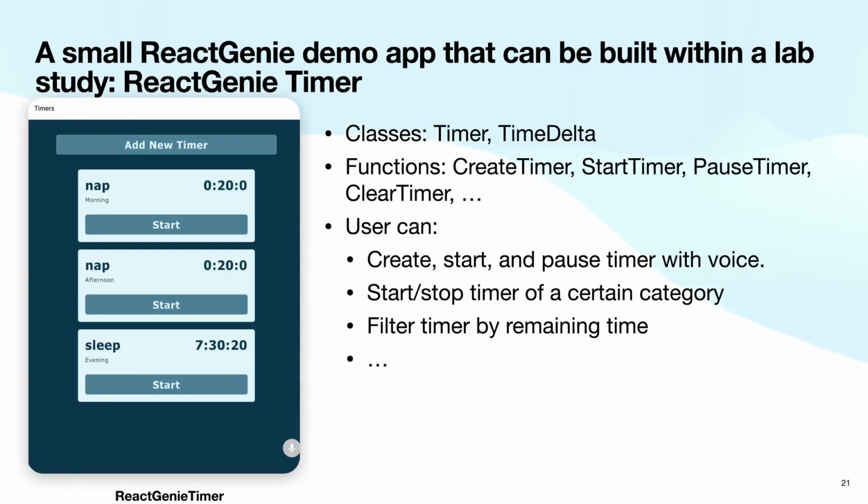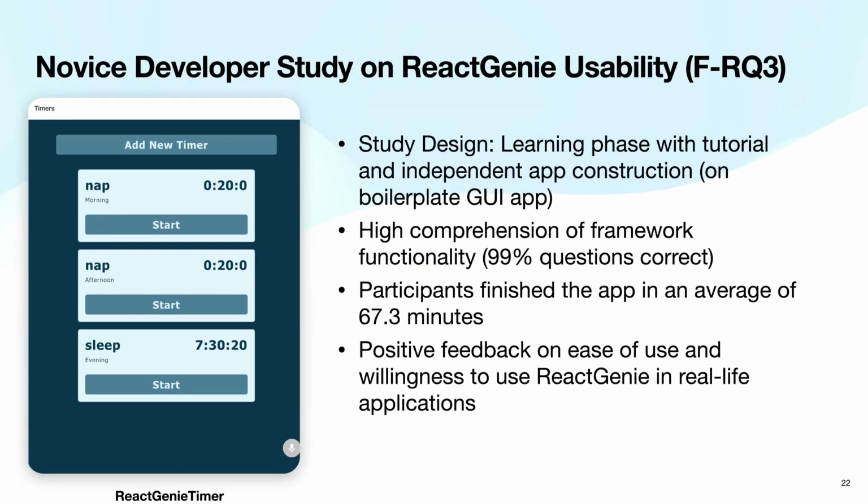And then we built this application, ReactGenie timer, that allows users to create, start and pause timers, and then filter by certain category and filter by remaining time. And then we asked novice developers to actually learn ReactGenie first through a tutorial and then build this app we just specified here. We did give them some boilerplate graphical user interface code because people are already familiar with it, to save time.